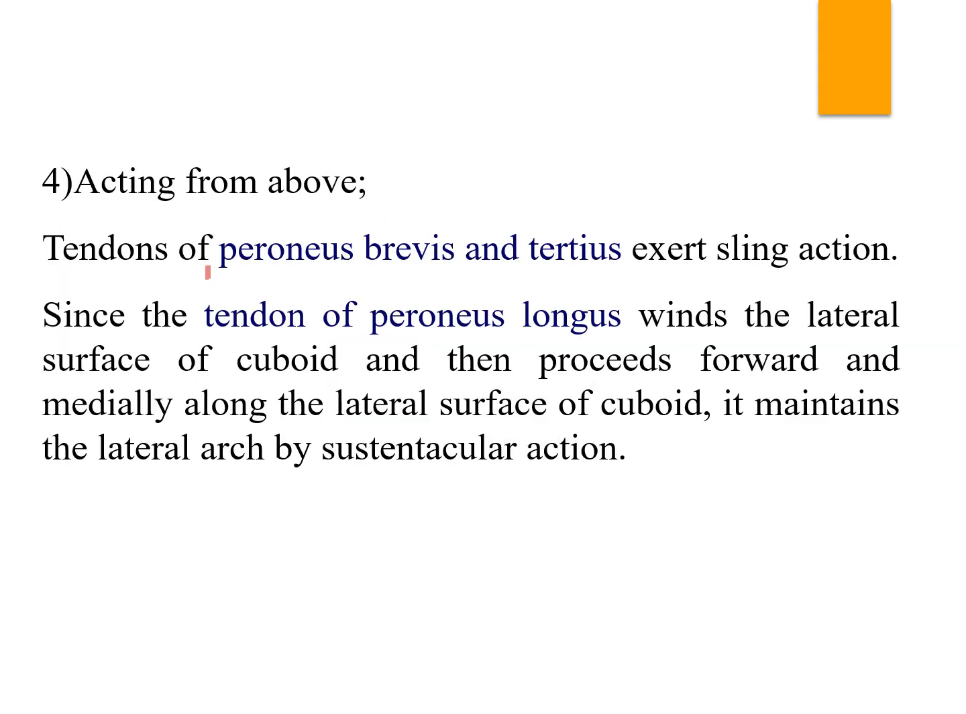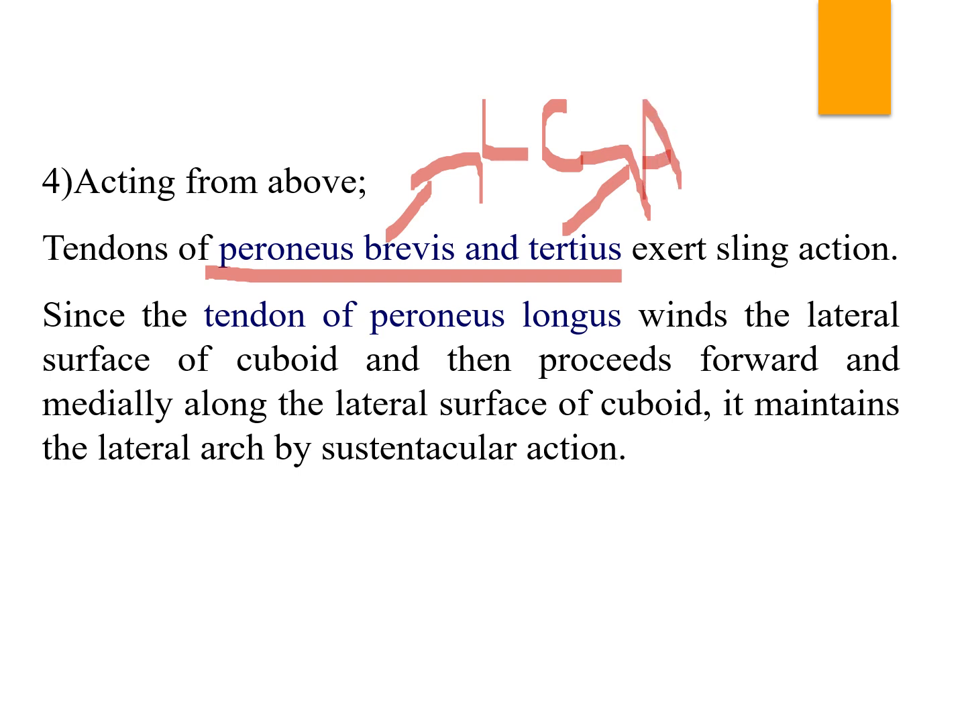Acting from above, the tendons of peroneus brevis and tertius. Brevis will be present in the lateral compartment of the leg, and tertius will be present in the anterior compartment. So they act as a sling from above. The tendon of peroneus longus, which is from the lateral compartment but comes for insertion in the sole of the foot, maintains the lateral arch of the foot by its sustentacular action. So same as the medial longitudinal arch, we have to tell the same points. If you are asked as short notes, you should have understood now how to present each arch separately.